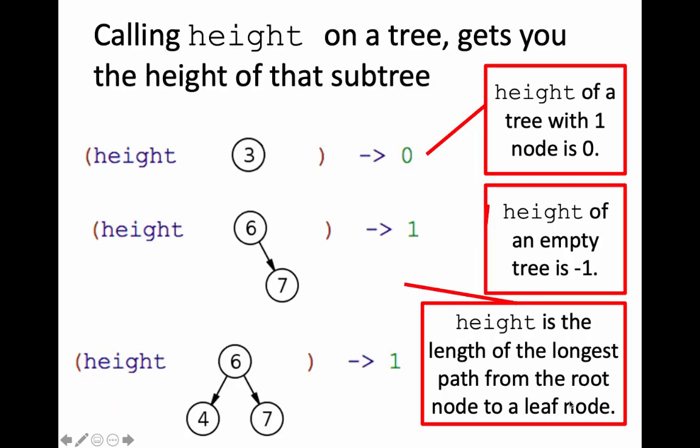Okay, here are some conceptual calls. So the height of a single node is 0. The height of something with 2 nodes is going to be 1. Height of an empty tree is going to be negative 1. And again, height is the length of the longest path from the root node to a leaf node. And you can imagine that we could have defined it as one different than that, like an empty tree is 0 instead, and that would just be one different than what we've decided. And we're just going to use this to be consistent.